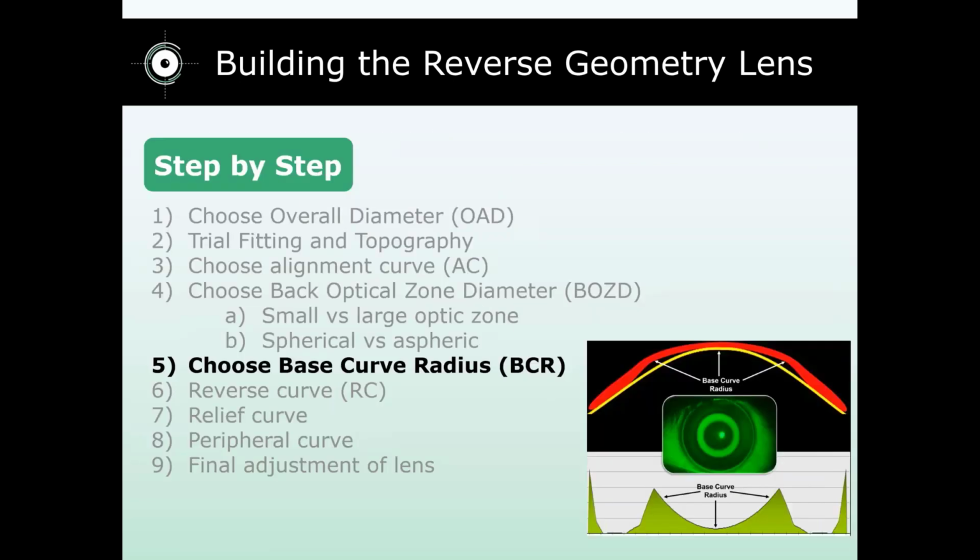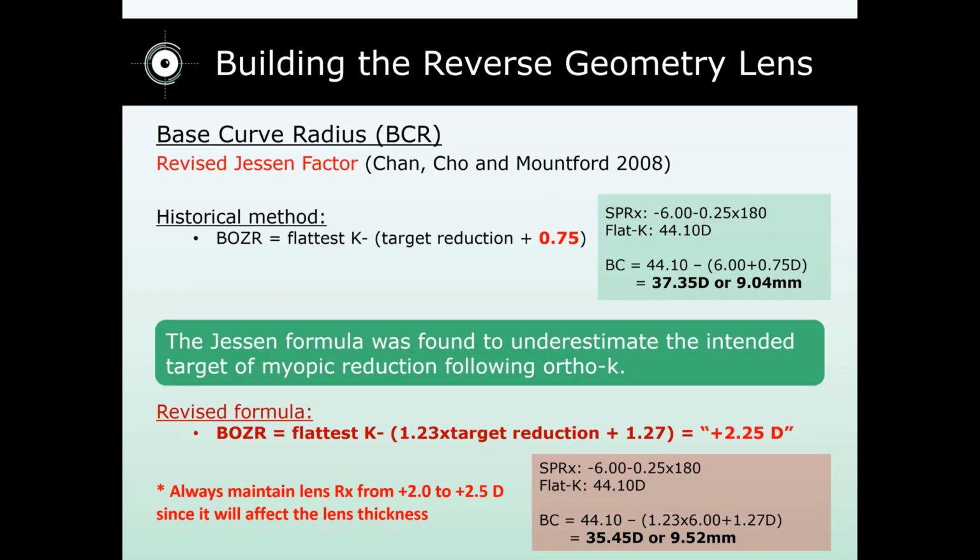foundation. So now we're talking about the base curve radius. Typically, the Jessen factor is one of the first things that I remember learning about Ortho-K in school. It is usually 0.5, 0.75 over the target RX. Pauline Cho and John Mountford released a paper in 2008 on the Chinese population suggesting that this 0.75 was invalid. It was an underestimation of the daytime regression, and actually they wanted to go much higher.